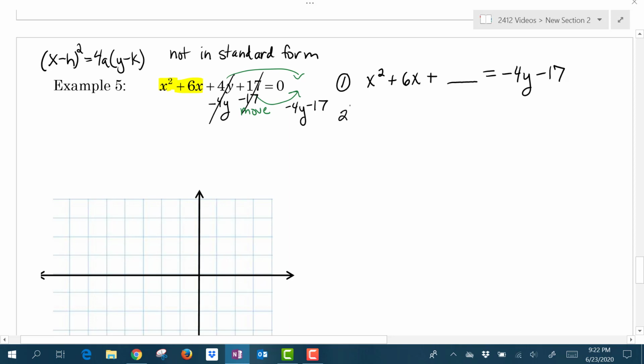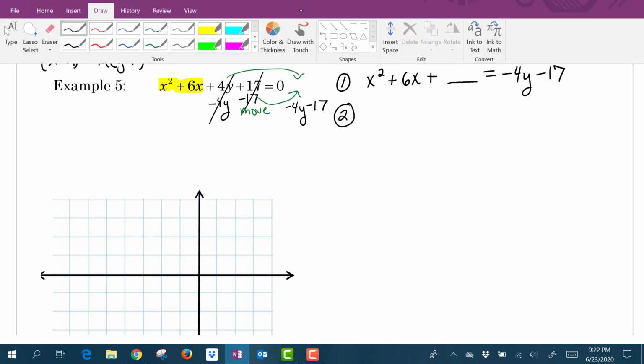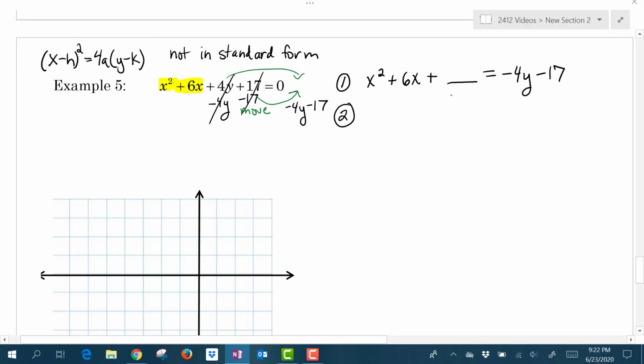Right. Our second step is a process called completing the square. We're going to complete the square. Completing the square means that you're going to look to the number that's in front of the linear term, and you're going to take half of that. Okay, what is half of 6? So positive 6, divide that by 2. That's what we do when we halve something, we divide it by 2. Positive 6 divided by 2 is a positive 3.